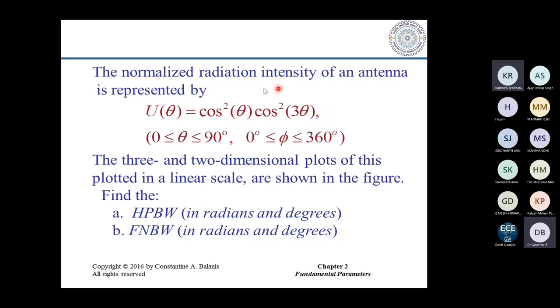Is it clear to everyone? Just by looking at this expression, you can say whether it is directional or omnidirectional. Plug in the values of theta, and you can plot it for a few discrete values of theta and then see whether it is directional or non-directional. Okay, now let us move on to the task of calculating the half power beam width and first null beam width. So how do we do it?